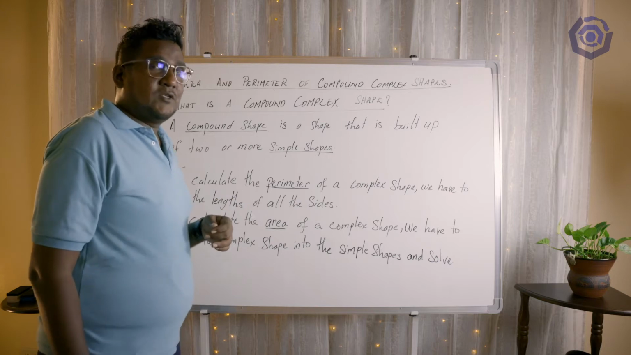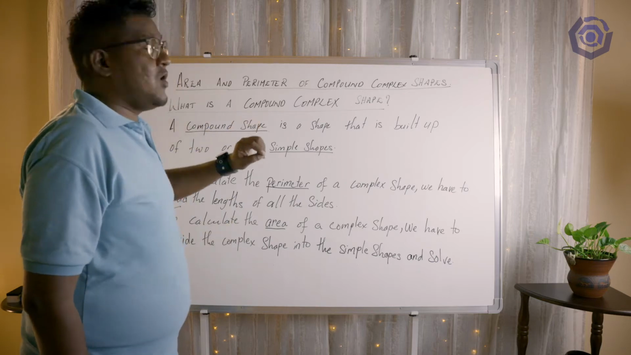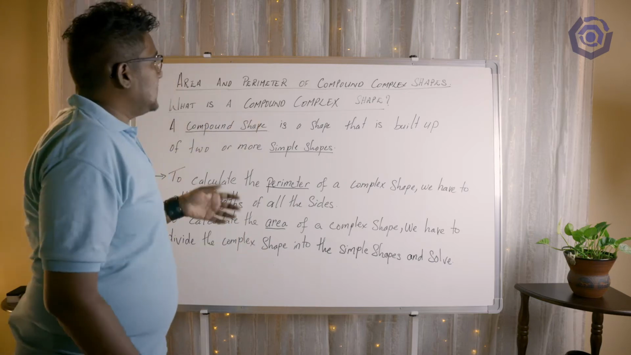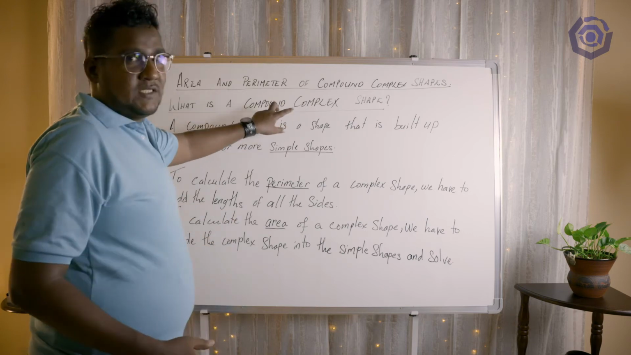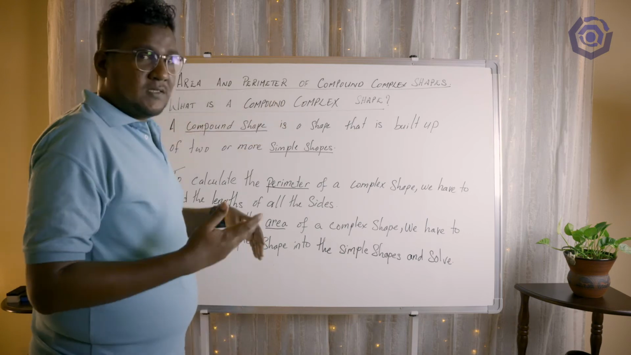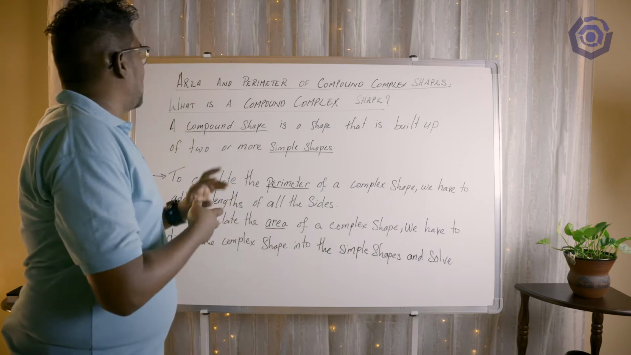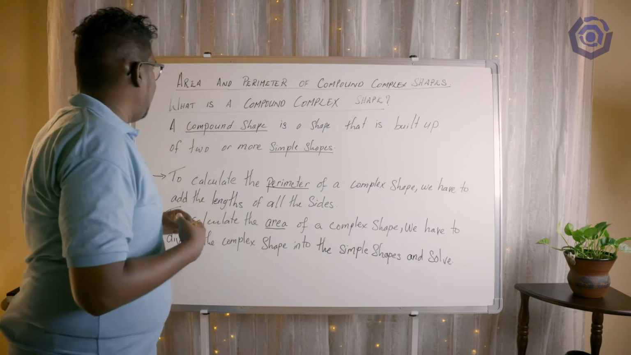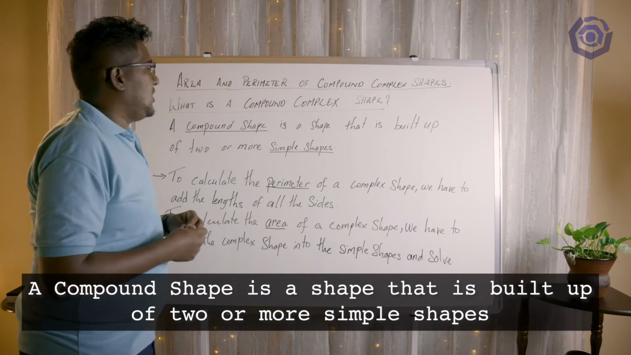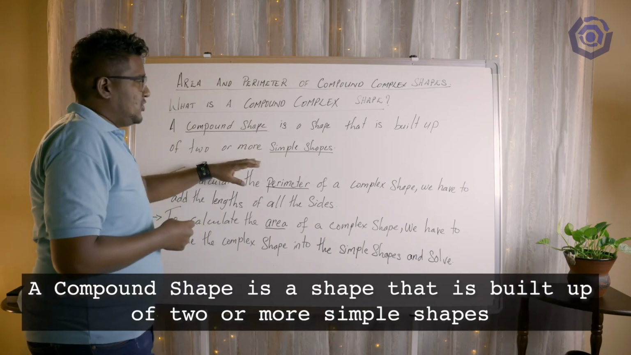So the first thing we're going to do is define what a compound complex shape is. In some cases, you're going to find these two words interchanged. Sometimes you're going to see complex compound or compound complex. It's the same thing. So what is a compound complex shape? A compound shape is a shape that is built up of two or more simple shapes.